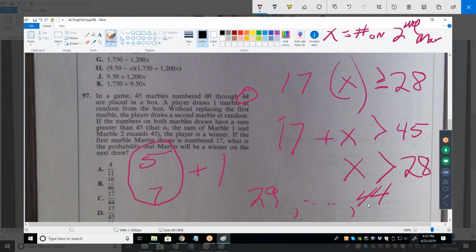Same thing with how many numbers are there between 29 and 44, including 29 and 44. You subtract them and add 1. So that's how you come up with 16. Okay? Yes, sir. All right.